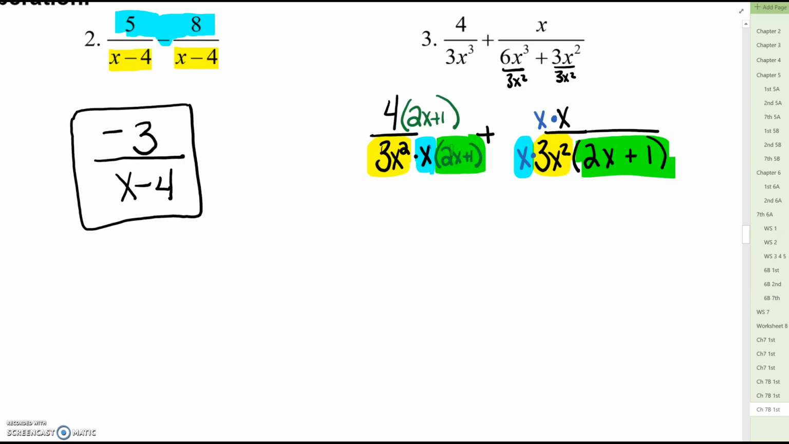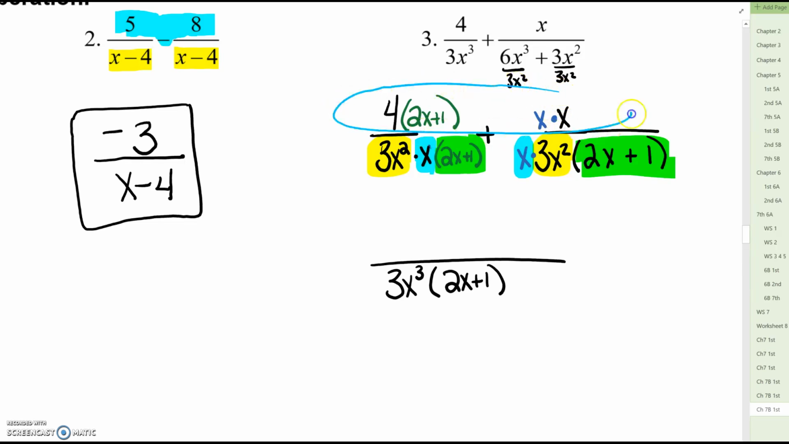Okay, matchy-matchy game. The order of the denominator doesn't matter because with multiplication, you can multiply in any order. So, do both denominators have a yellow and a blue and a green? Our denominator is 3x squared times x, so 3x to the third, and 2x plus 1.